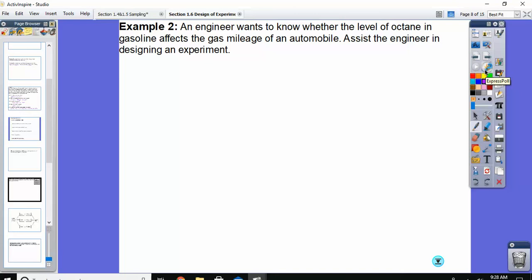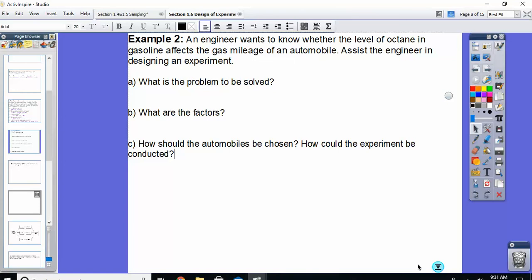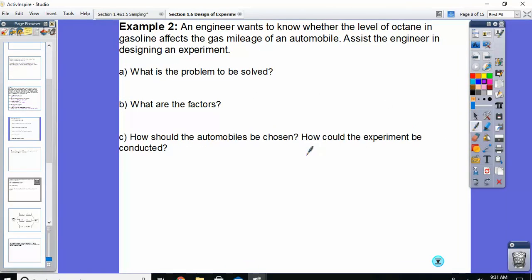An engineer wants to know whether the level of octane in gasoline affects the gas mileage of an automobile. So, actually, I think I'm going to change this example a little bit. I'm going to ask you guys a series of questions here. Okay, so here are the questions I want to answer. What is the problem to be solved? What am I trying to figure out here? And in this situation, the engineer wants to know if level of octane affects the gas mileage.